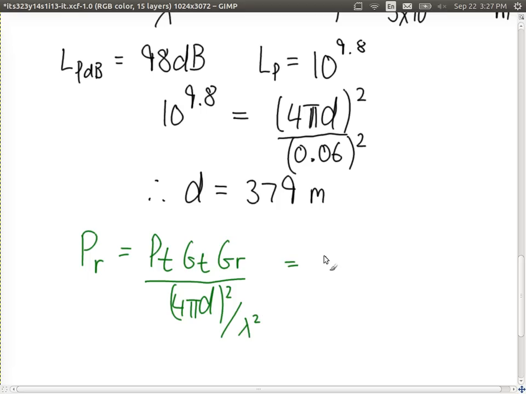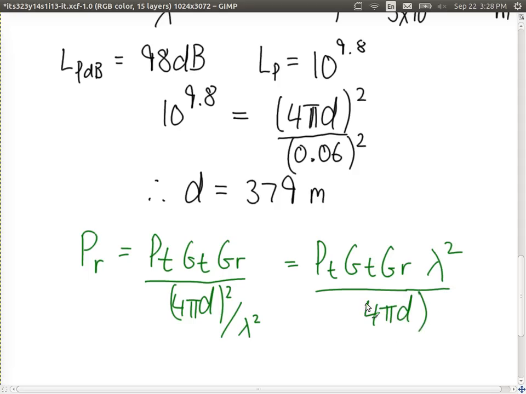Which becomes PT, GT, GR, lambda squared, divided by 4 pi d squared. And the one on the slide is just a rearrangement of that.